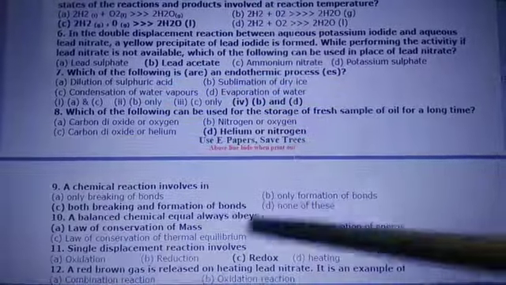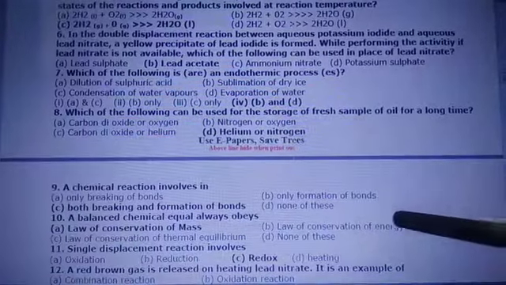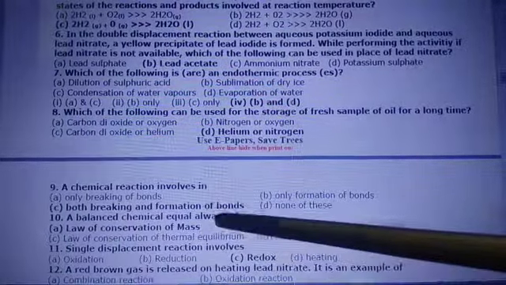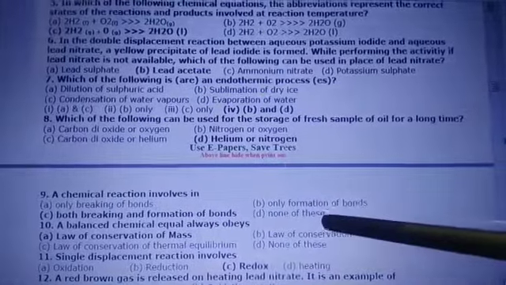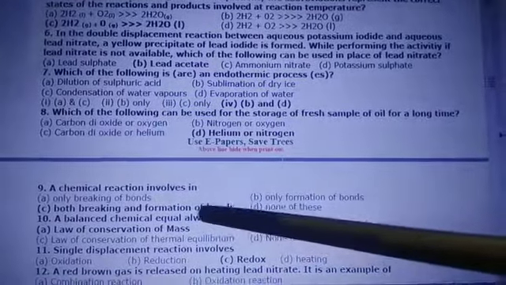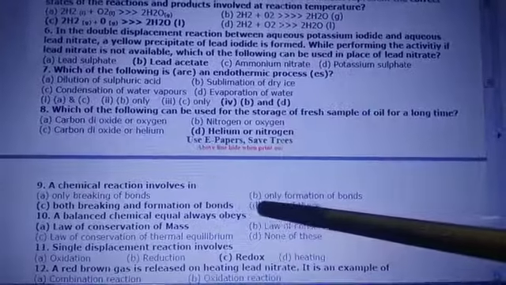Ninth. A chemical reaction involves A. Only breaking of bonds. B. Only formation of bonds. C. Both breaking and formation of bonds. D. None of these. The correct answer is C. Both breaking and formation of bonds.